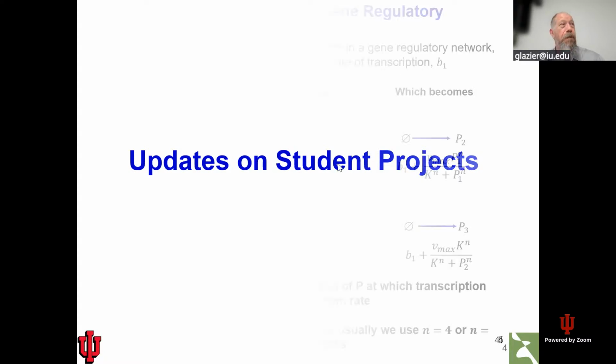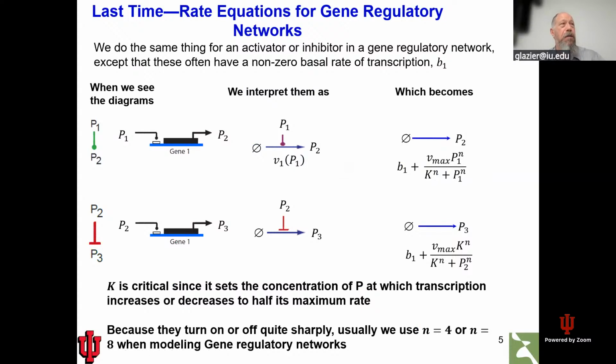So let's move on. I want to come back to the concept that I talked about last week, which was how do you interpret a diagram into a set of mathematics that can be simulated, and the use of a Hill function as a way of doing that. Here we started out with the idea that P1 activates P2 or P2 inhibits P3. We're thinking about P1 and P2 as transcription factors, activators or inhibitors of transcription.